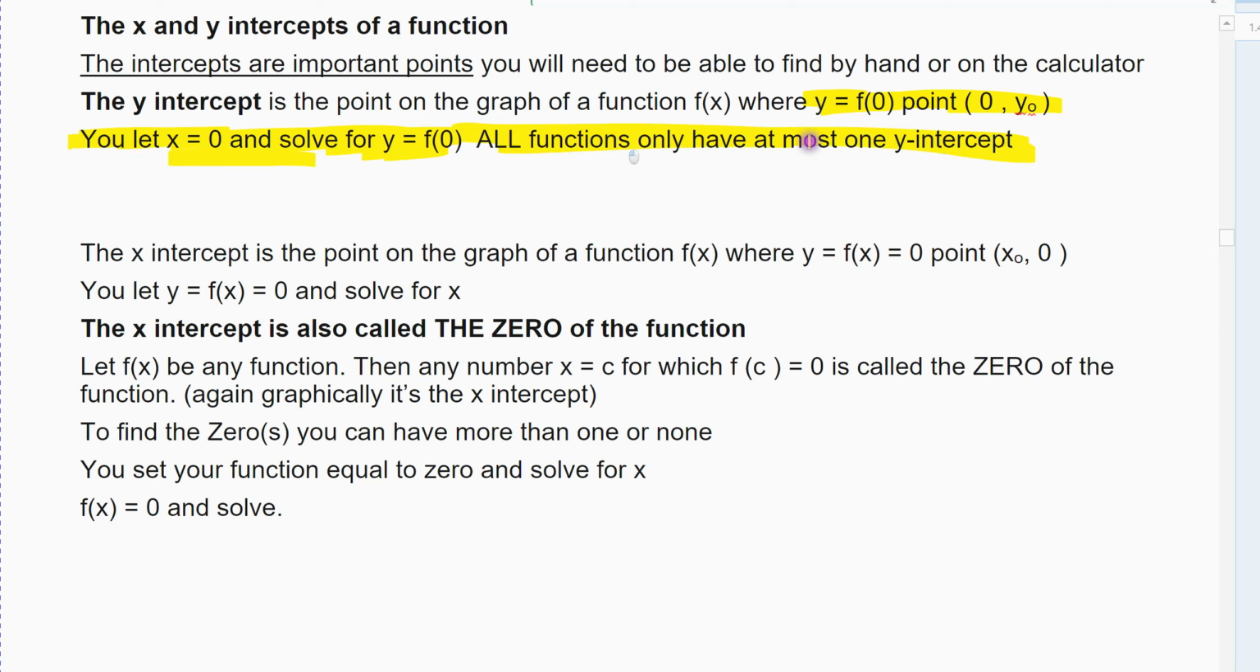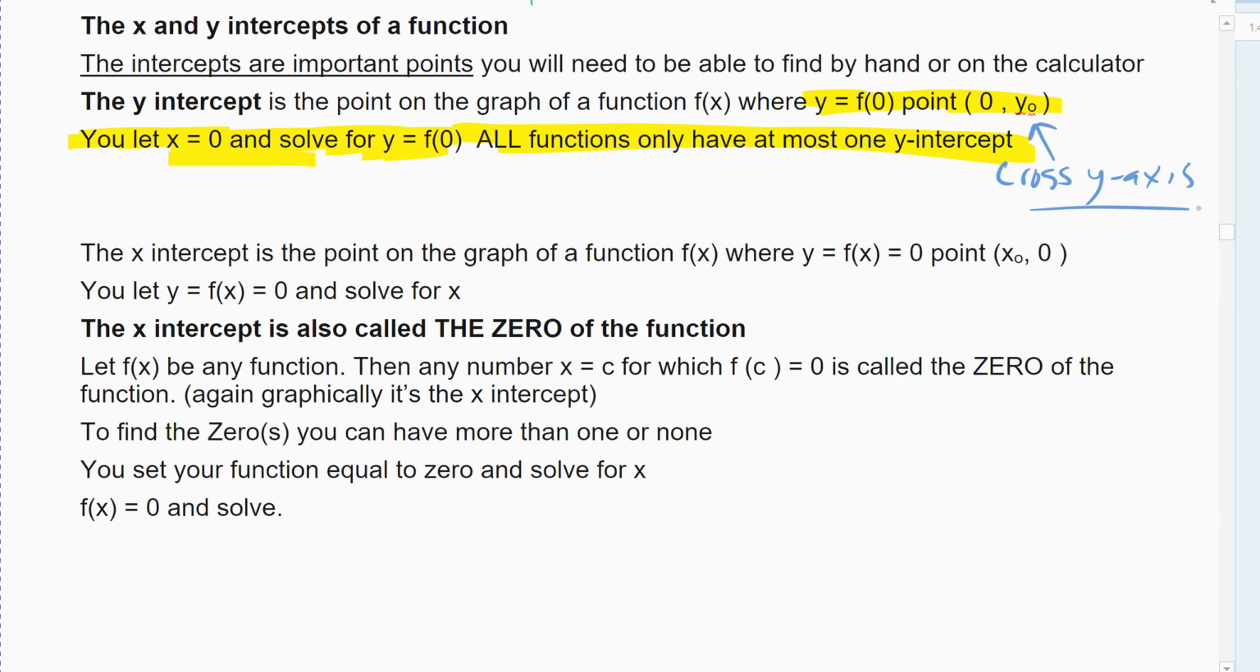All functions, in order to be a function, have at most one y-intercept. There's only one place where it crosses the y-axis, right? I can only cross the y-axis at most one time, because it's a vertical line, if I'm a function. I can have the case where it doesn't cross it at all, so I can do one or none. It either crosses it exactly once or zero times. But again, that's the y-intercept, where it crosses the y-axis.